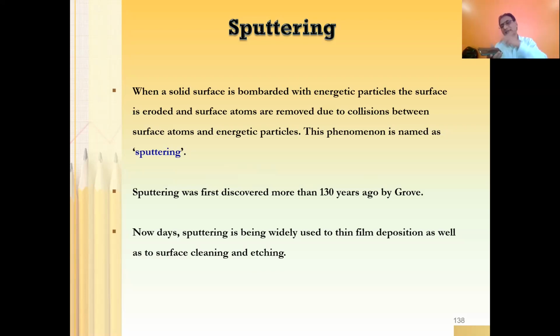So you need high energetic particles. Whenever this source material is bombarded with a high energetic particle, because of the collision, one or two atoms are going to be dislodged, and those atoms are going to be deposited on the substrate. That is nothing but sputtering. Sputtering was discovered more than 30 years ago by Grove. So more than 30 years ago it was discovered, and the name of the scientist is Grove. Nowadays sputtering is being widely used for thin film deposition as well as for surface cleaning and etching.